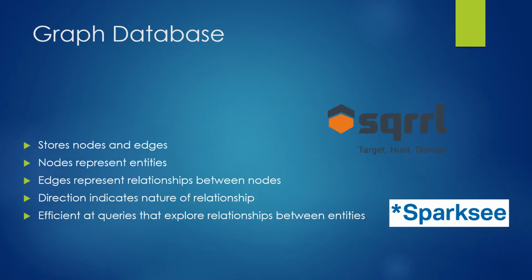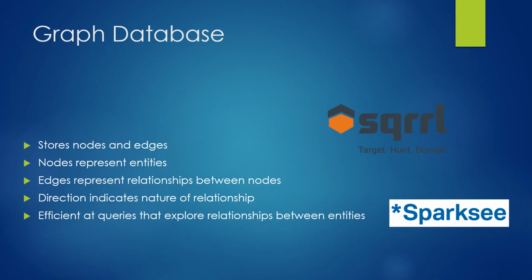The last non-relational database I will talk about is the graph database. Graph databases store two types of information, nodes and edges. Nodes are used to represent entities, and edges are used to represent the relationship between entities. Edges can have direction, which indicates the nature of a relationship. For example, Joe, an entity, works for David, another entity in the database. Without the direction edge, it can be interpreted that instead, David works for Joe.